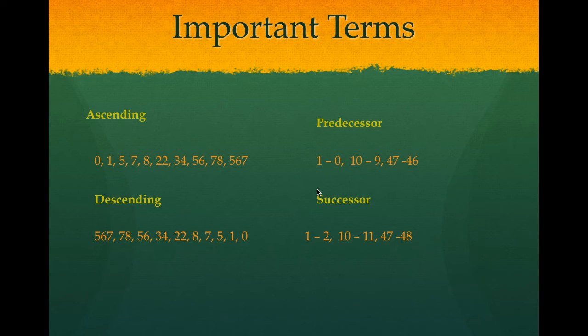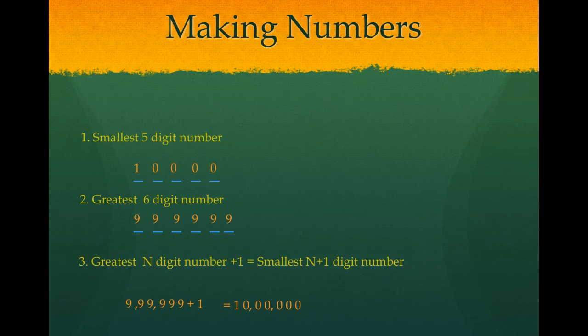We'll move to how we make numbers. You would often have got questions like make the smallest 5-digit number or what is the greatest 6-digit number. In situations like this, we'll have placeholders for the number of digits. So for a 5-digit number, we'll have 5 placeholders. And if it is smallest, we'll place zeros in all the placeholders and we'll place 1 in the leftmost position so that it becomes a 5-digit number and has the smallest value.